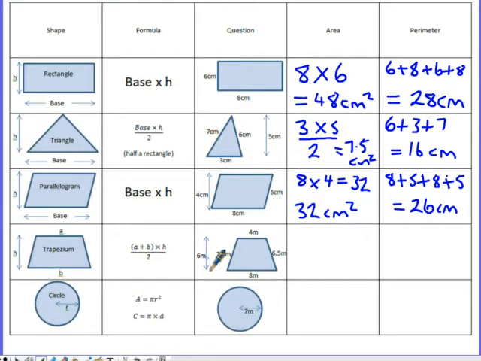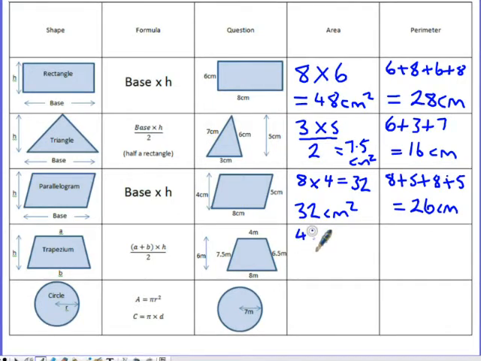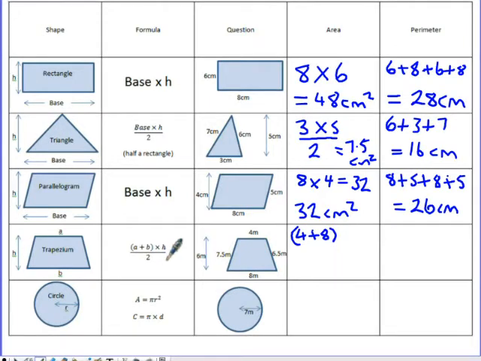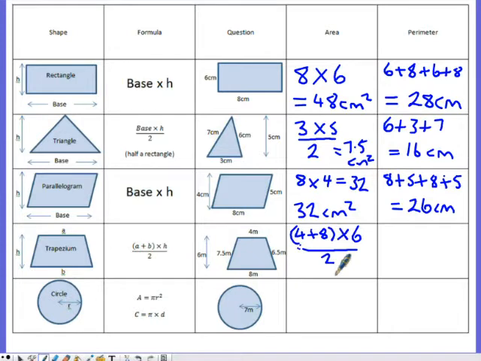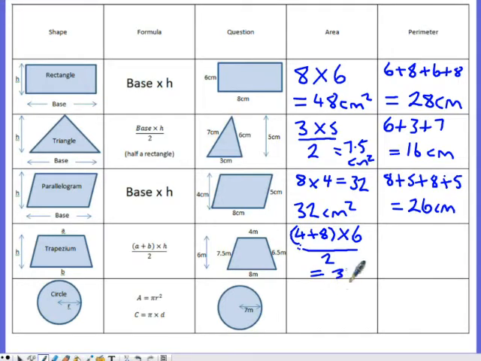So putting all that into practice, we're going to get 4 plus 8. We're going to work that out first. We're then going to times it by the height, which is 6. And then once you've got that answer, we're going to divide it all by 2. If you work that out, 4 plus 8 is 12. Times it by 6 is 72. And then divide it by 2, you get 36. This time it's meters squared.